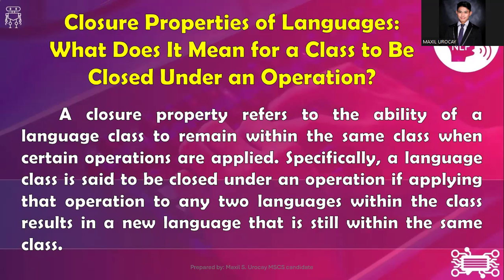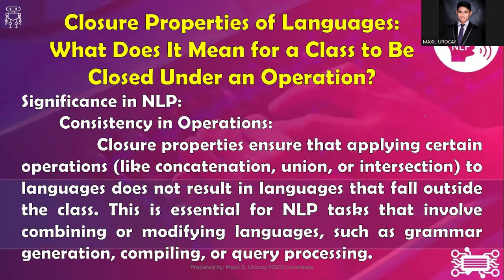This concept helps in understanding how languages behave when manipulated by operations, which is crucial for designing efficient computational models in NLP. Now, we also have here the significance in NLP: consistency in operations. The closure property ensures that applying operations like concatenation, and so on, to languages does not result in languages that fall outside the class. This is essential for NLP tasks that involve combining or modifying languages, such as grammar generation, compiling, or query processing.